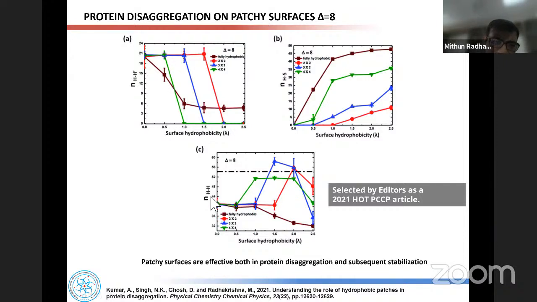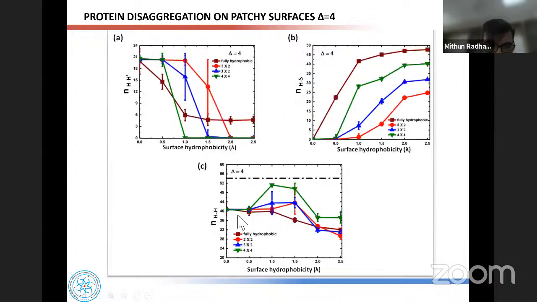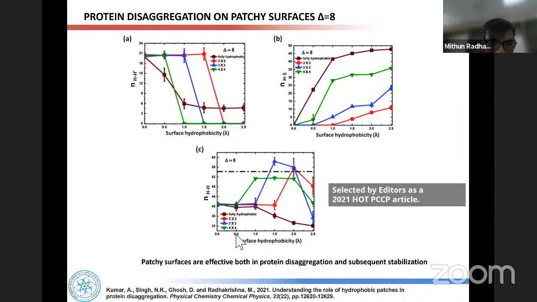Now I'm calculating the hydrophobic intraprotein contacts as a function of surface hydrophobicity. What you see is, for a hydrophobic surface, it just decreases, meaning the protein just unfolds. So even though our first objective is achieved, the protein is getting destabilized. Whereas for patchy surfaces, we do see an increase in the intraprotein contacts. That means the patch is acting as an anchor and helping the protein fold back to its native state. But what is very interesting is, in the case of blue and red, which is for 2x2 and 3x2, I am even able to stabilize the protein more than in my dilute solution in bulk at that value of lambda, at lambda equals 0.